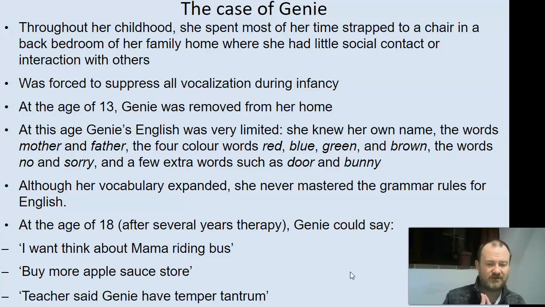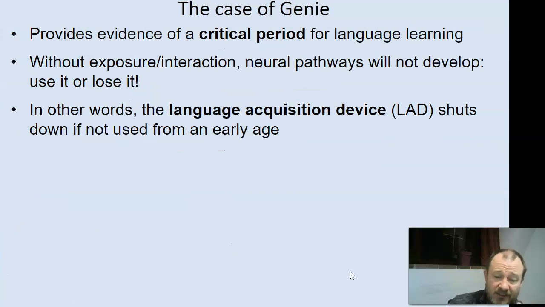So if you are not exposed to a language at a young age, or the language that you are exposed to is very limited, that has implications for your future development, because as Chomsky theorized, there is a language acquisition device, and the principle use it or lose it applies in this case. If you don't use the language acquisition device, it will shut down, it will atrophy, and it will be too late to learn language. So these points are summarized here.